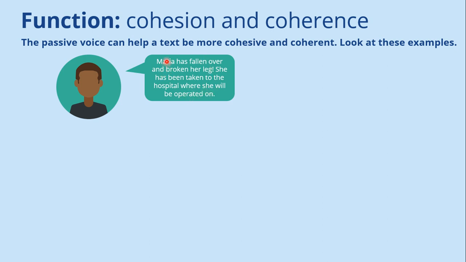Look at now this sentence. Maria has fallen over. This is active. The next one, she has been taken. This is passive. And she will be operated on. This is also a passive sentence.